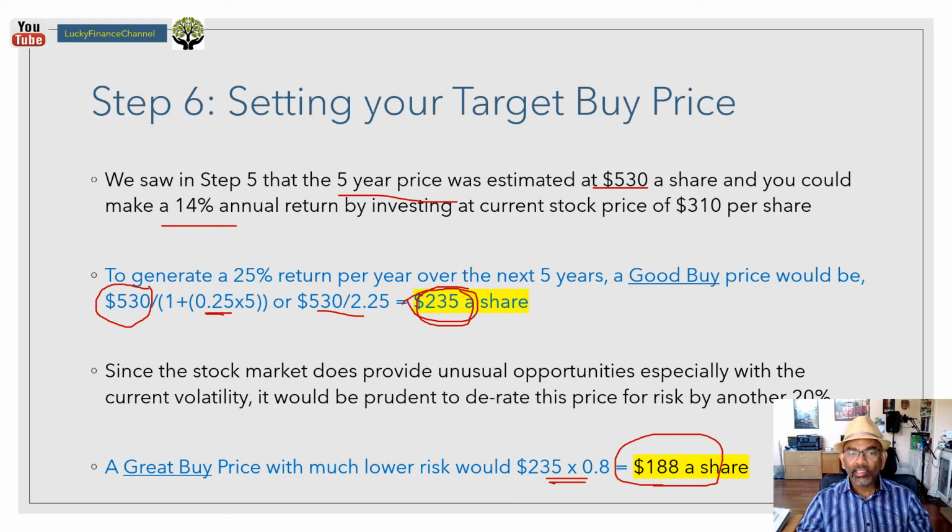But I think the $235 number could happen over the next few months as Wall Street digests the COVID-19 massacre on earnings, and you could hit that number. So anywhere in that range is good. And don't forget, even if you bought it at $310, it's still a pretty good buy because you would still make a 14% return over the next 5 years.